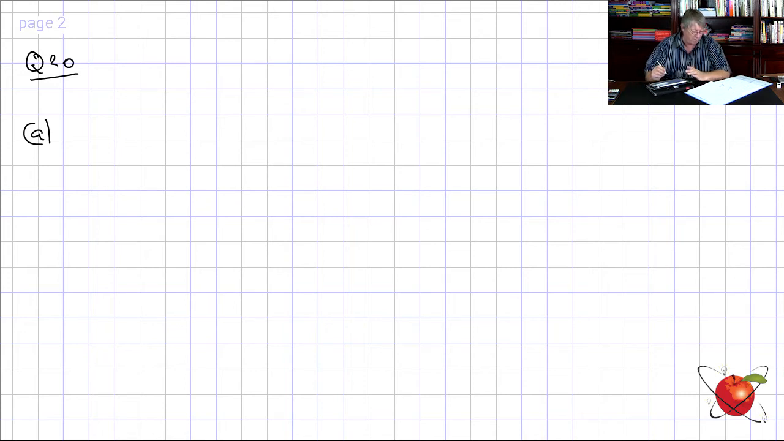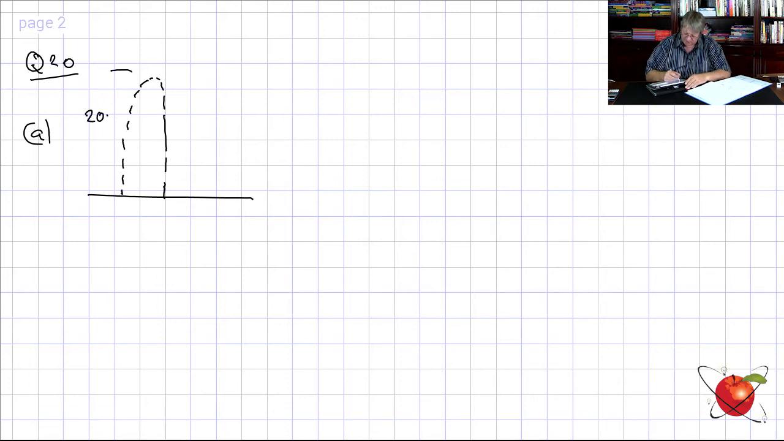A ball is thrown vertically upwards to a height of 20 meters. So how high did it go? 20 meters and 20 meters. This is the upside, this is the downside. So it went up, and I caught it when it came down. I threw it up 20 meters high and it came down to me.